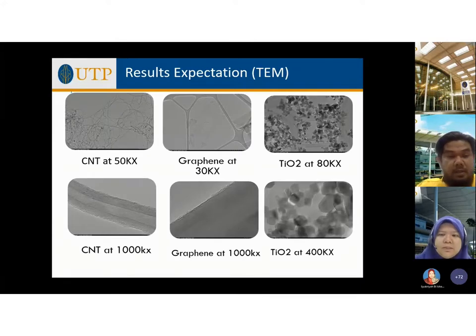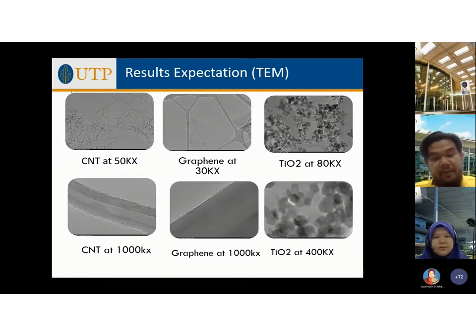Next, Shla. Okay, this is for TEM. The first image is a CNT at 50,000 magnification, so we can see it is very small. I think this is a single wall CNT. And below here, CNT at 1000K magnification. Okay, actually it's 1 million magnification. And then we can see, okay, this is a multi-wall CNT. We can see the wall, we can see the hollow here. And then we can actually measure the layer thickness here.